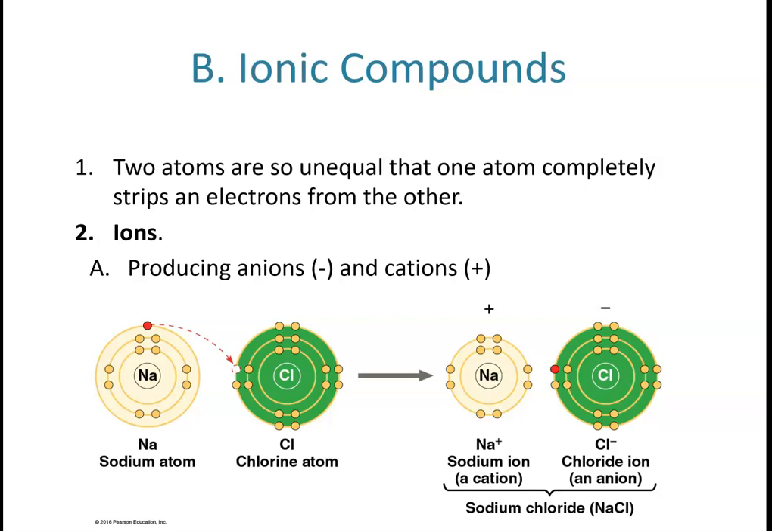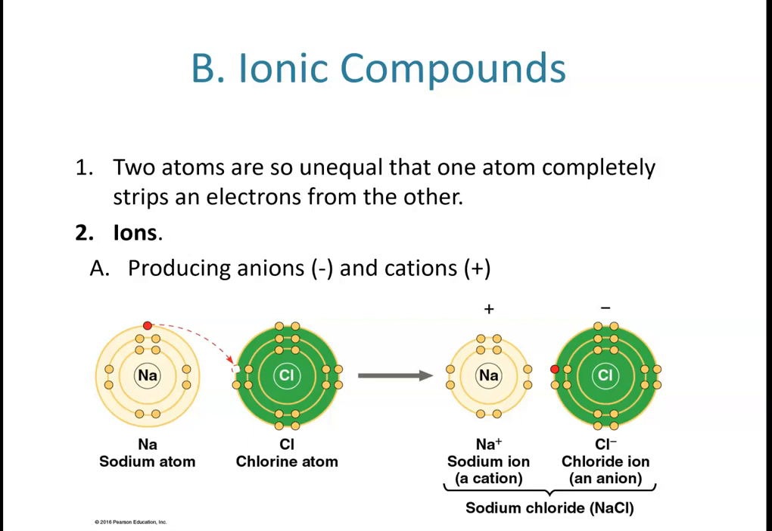The third type of bond that we're going to talk about is ionic compounds. I like to think of ionic compounds as a really bad relationship. So in ionic compounds, two atoms' electronegativities are so unequal that one atom completely strips an electron from the other. And the result is something called an ion. An ion is simply a charged atom. Now, this is different from polarity, because in polarity, you get regions of a compound or regions of a molecule that are charged.